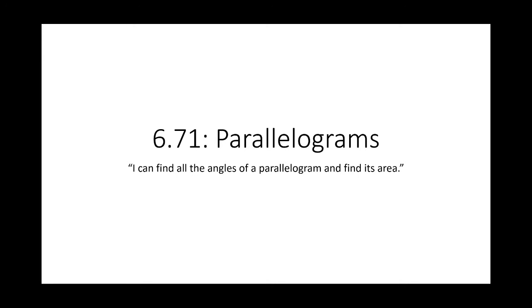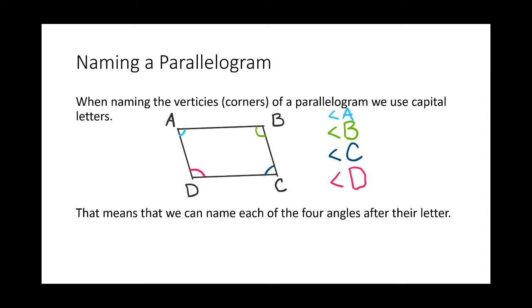Parallelograms. Our objective is that I can find all the angles of a parallelogram and find its area. So, when naming a parallelogram, we name the corners, the vertices of a parallelogram, and we use capital letters to do it. Then we can also name each of the four angles after its letter. So this angle right here is angle A. This one is angle B, and so forth.